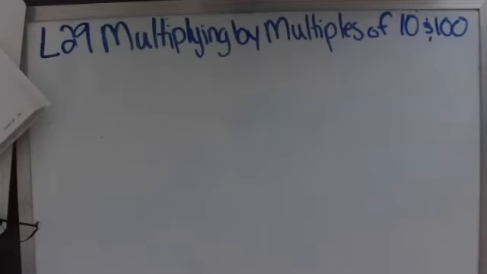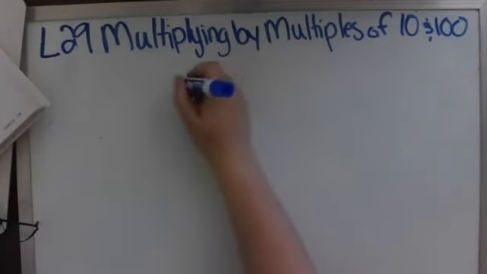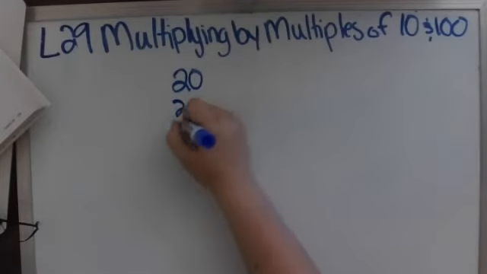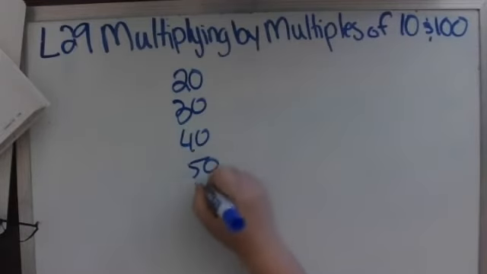This is lesson 29 for Saxon 5, multiplying by multiples of 10 and 100. So let's start off with what multiples of 10 and 100 are. Multiples are when you take that number, you times it by another number, and you get a new number. So if I take 10, I times it by 2, I get 20. 20 is a multiple of 10. 30, 40, 50, 60, all multiples of 10.